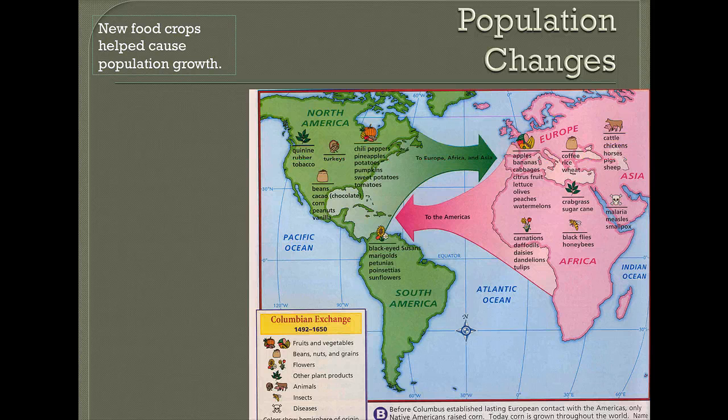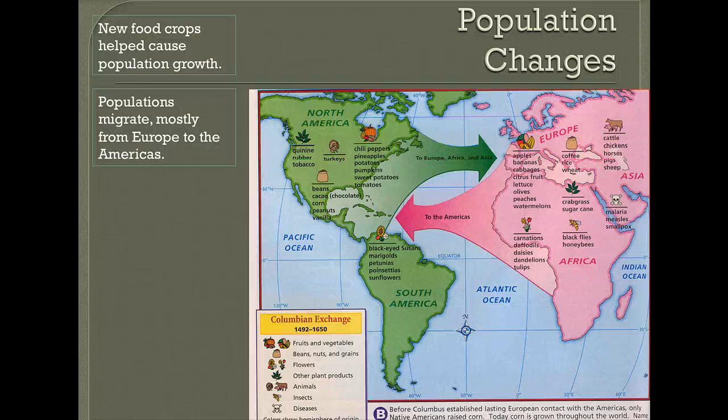The transportation of all these new food crops leads to a population boom, a rapid population boom. And what we are also going to see is that there's going to be migration. A large majority of the migration is going to come from Europe to the Americas, whether it's North America, the Caribbean, or South America. We're going to see colonies established. And we've also talked about the forcible migration of Africans as well.